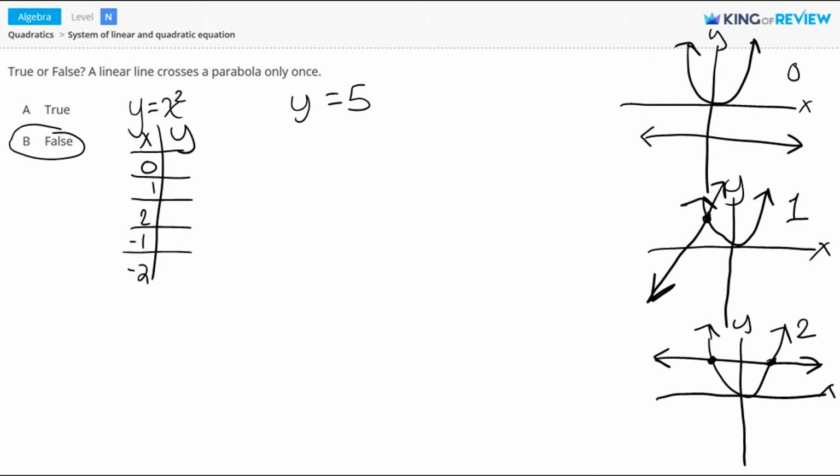So if we plug in a 0 for x, we get y equals 0 squared, which is 0. Now when x equals 1, we get y equals 1 squared, or 1. When x equals 2, we have y equals 2 squared, or 4. When x equals -1, we have y equals (-1) squared, which is 1. And when x equals -2, we have y equals (-2) squared, or 4. So let's plot this.